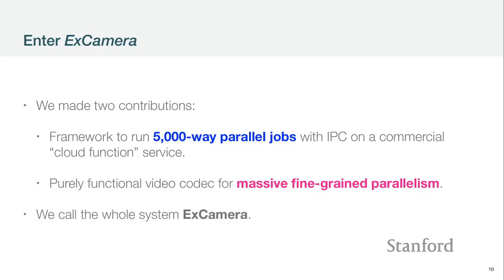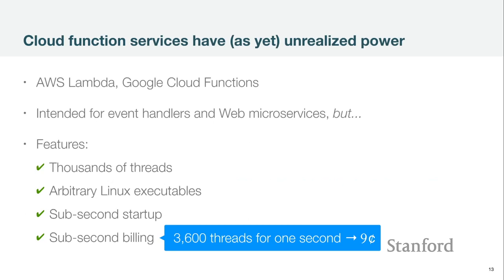So the first is that we made a framework to run these 5,000-way interactive parallel jobs with inter-thread communication on a commercial cloud function service. And number two, we developed a purely functional video codec that allows us to start encoding chunks from midstream. It allows us to have a granularity of parallelism that is finer grained than the dependency boundaries in the video stream. I'll talk about that in a second. So the whole system, we call this ExCamera.